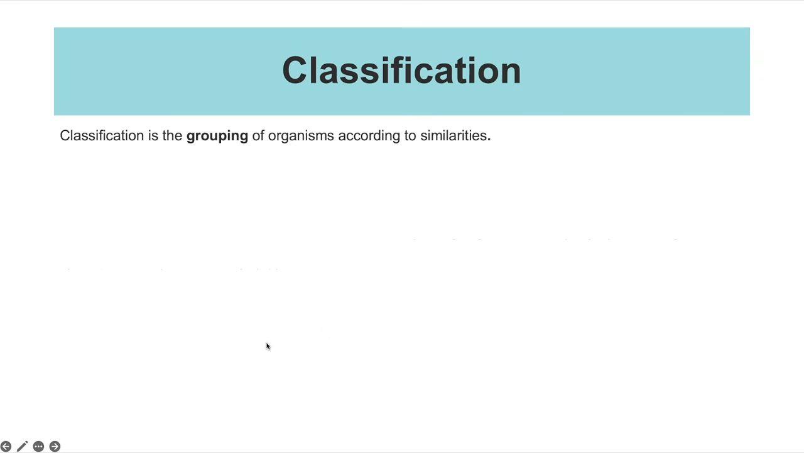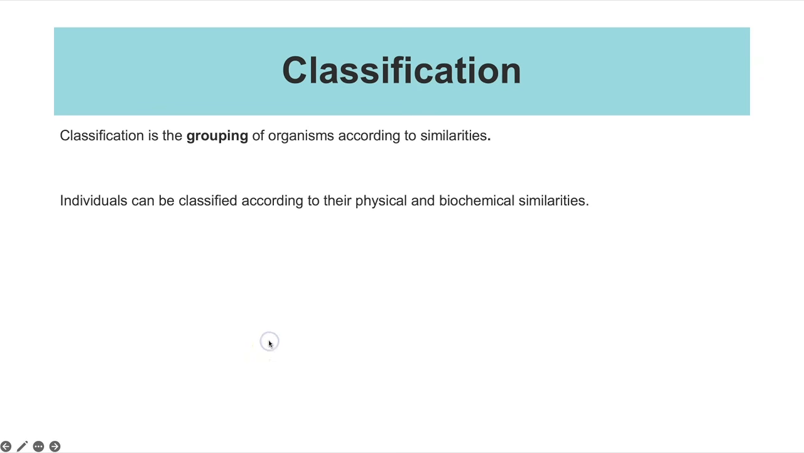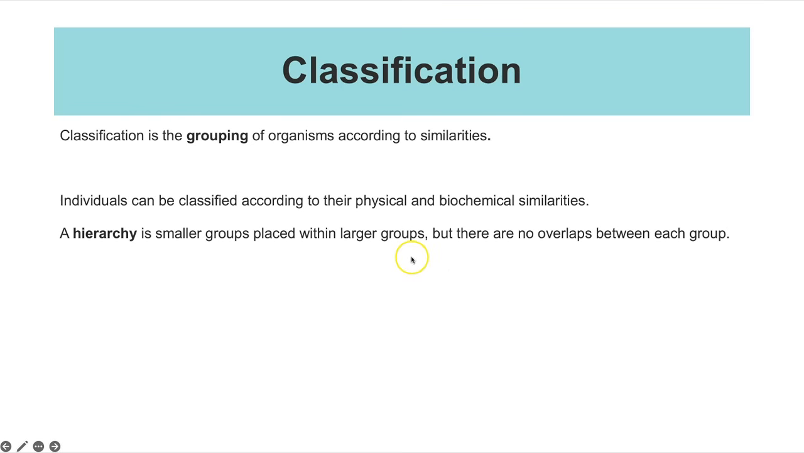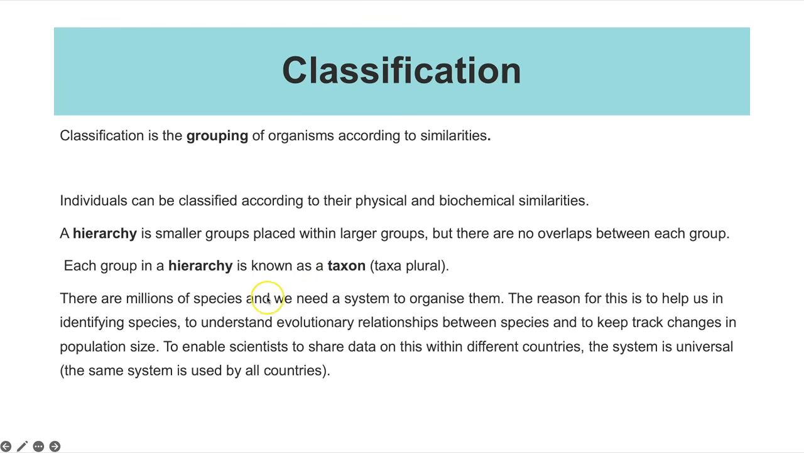And classification is the grouping of organisms according to their similarities. Individuals can be classified according to their physical and biochemical similarities, and they're grouped in hierarchies. And a hierarchy is when you have smaller groups placed within larger groups, but there are no overlaps between those groups. And in classification, each hierarchy is known as a taxon, or taxa for plural.